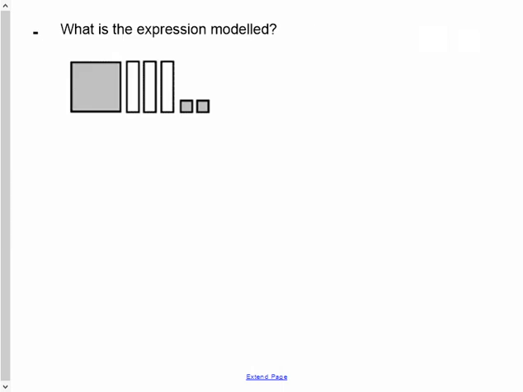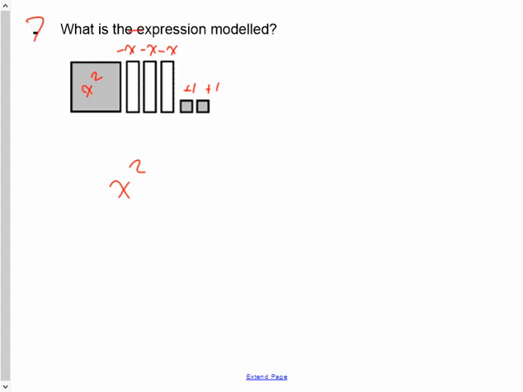Question number 7. What is the expression modeled? So remember, the big ones are actually x squareds, and if it was not shaded in, it'd be a negative x squared. These are each negative x's, so there's 3 of those. And these are each positive 1, so there's 2 of those. So we have 1x squared, and we already said before we never write coefficients of 1, so we're going to erase that.